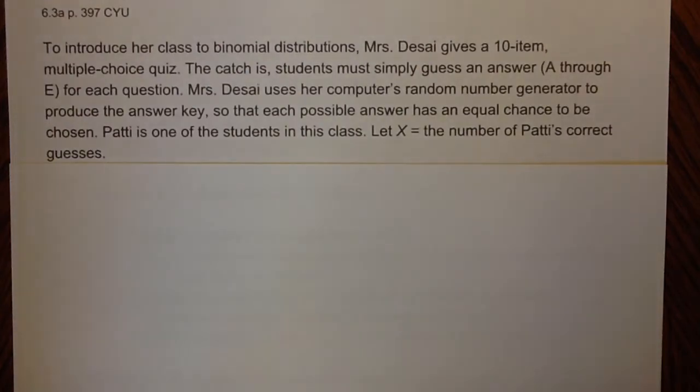Today we're starting section 6.3. This is page 397. Check your understanding. And before we get started, section 6.3 is on binomial and geometric random variables. And binomial and geometric random variables will now follow binomial and geometric distributions.